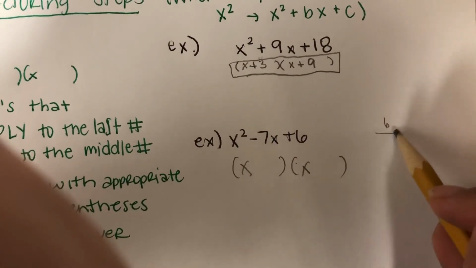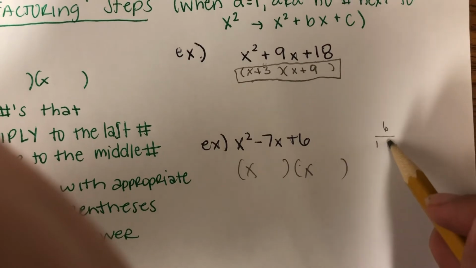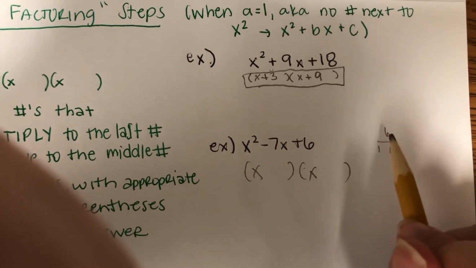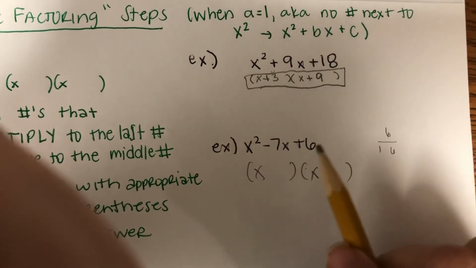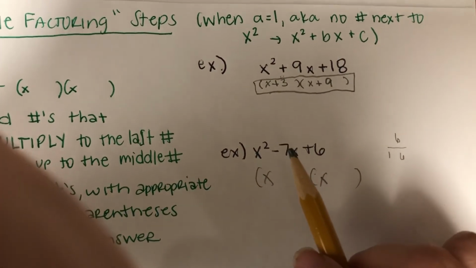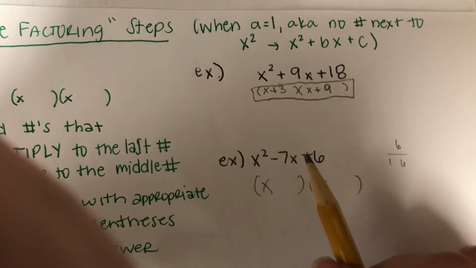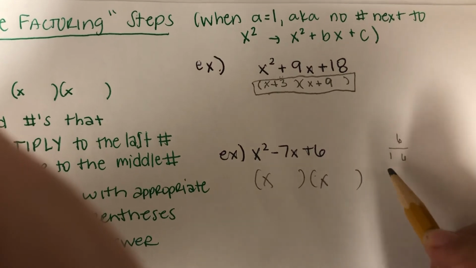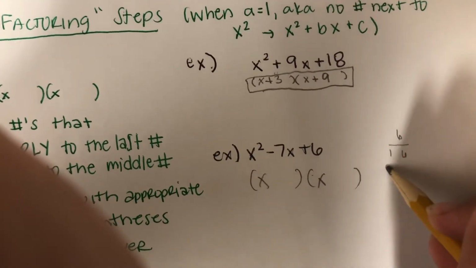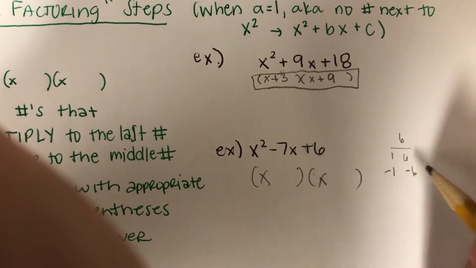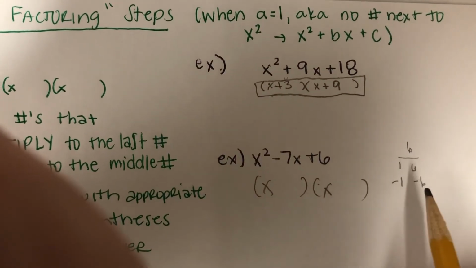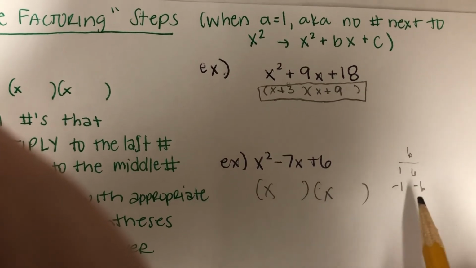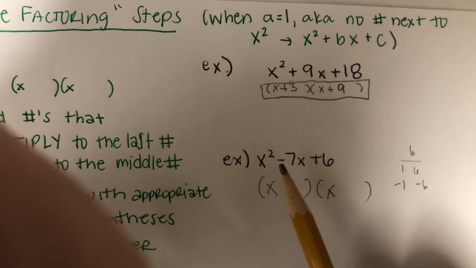If I have a 6, well, 1 and 6 get me 6, right? 1 times 6 gives me 6. But does 1 plus 6 give me negative 7? No, it gives me positive 7. Is there another combination of signs that I can do to get me negative 7? Yes, there is: negative 1 and negative 6. Negative 1 times negative 6 gives me positive 6. Negative 1 plus a negative 6 gives me negative 7.